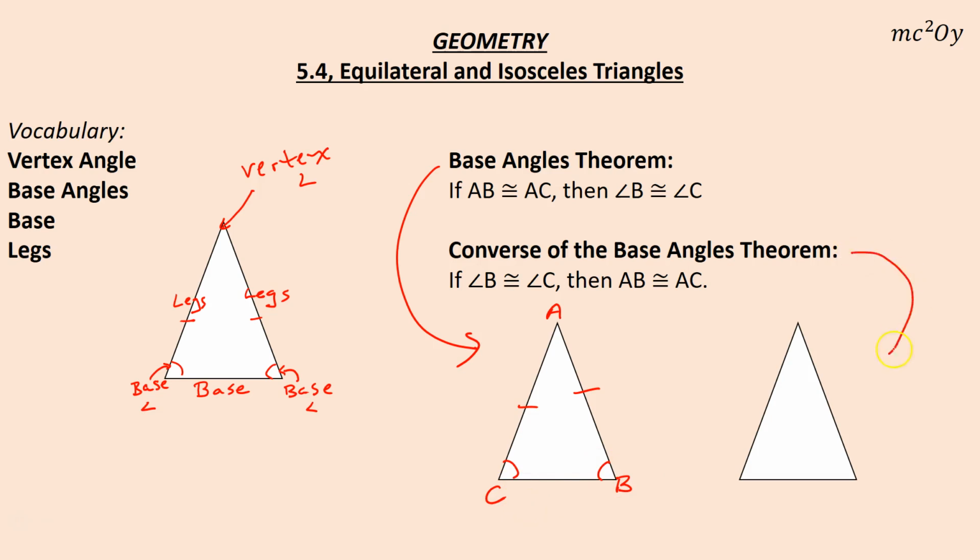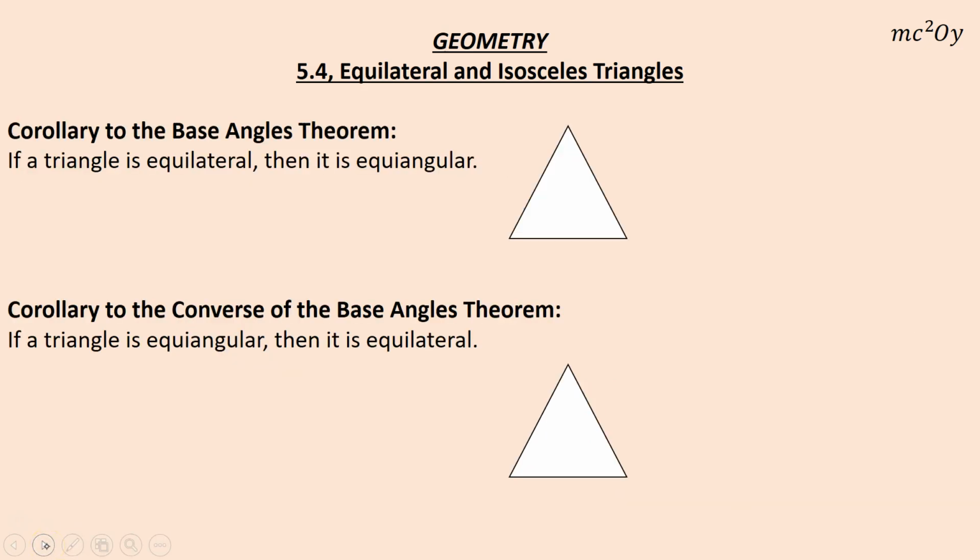The converse of that says, if you know that in that same, or in a similar triangle, ABC, angle B is congruent to angle C, then you also know AB is congruent to AC. So, just some information there. If you know your base angles are congruent, then you know the legs are congruent. And if you know the legs are congruent, then you know the base angles are congruent. That helps us when we're dealing with proofs.